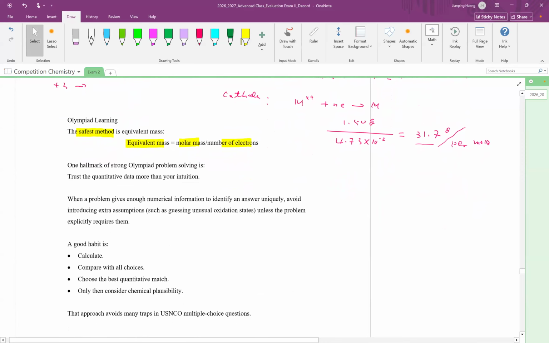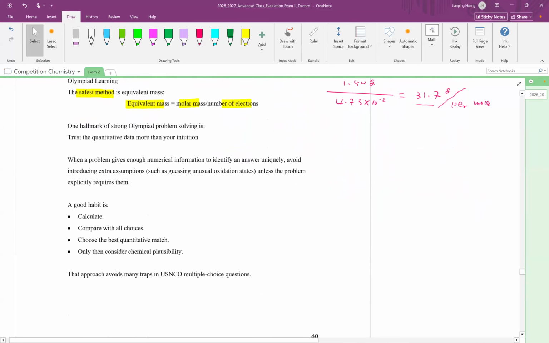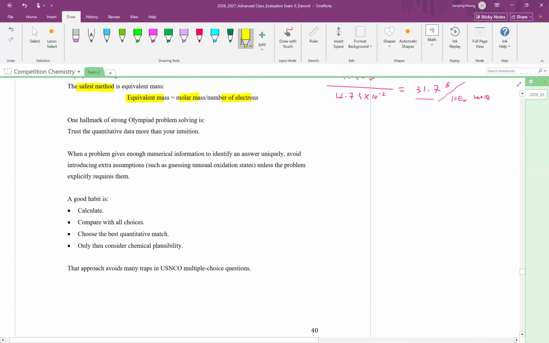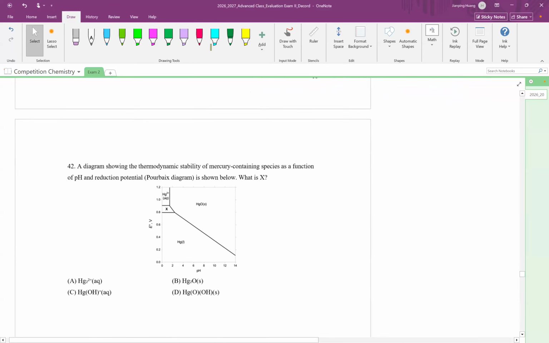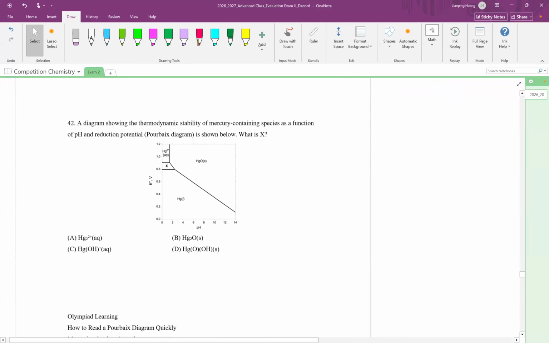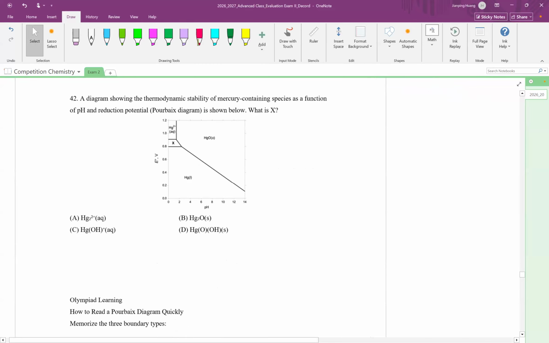Okay, what else? This one is good. Everyone should have a good habit: calculate, compare with the answer choices, choose the best match, and only then consider the chemistry. Okay, let's move to the next one. This question, we are going to spend time discussing. I will spend at least 2 hours to teach you. This is the first type of question.